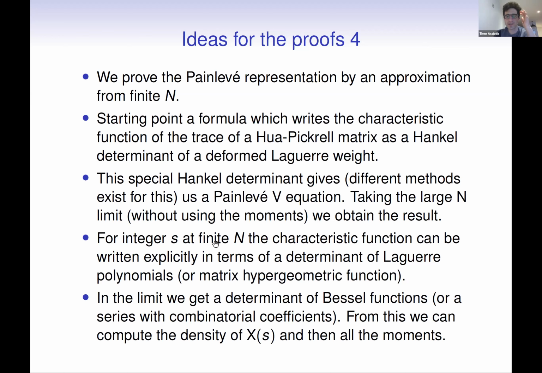And then for integer s, as I mentioned, for finite N, the characteristic function is given in terms of a determinant of Laguerre polynomials, which is what we use in the paper. Also a matrix hypergeometric function, which is used in a recent paper by Peter Forrester. He uses the representation in terms of matrix hypergeometric function, which also makes sense for beta ensembles. But again, s has to be an integer.